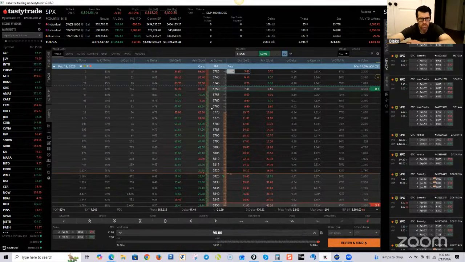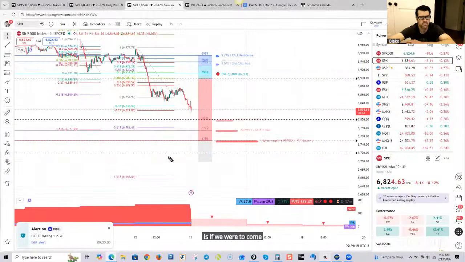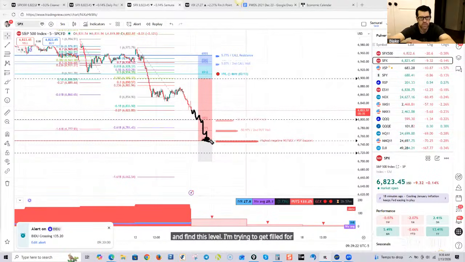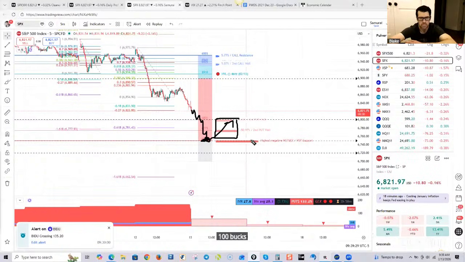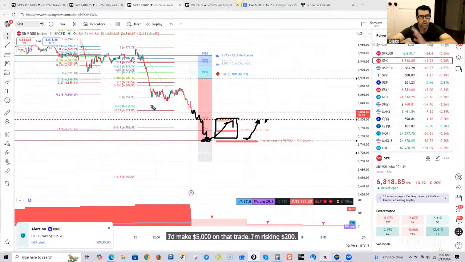I wouldn't, right? So basically the way I set that trade up is if we were to come down here and find this level, I'm trying to get filled for as much credit as possible. And if it bounces up there, every credit above my break even is $100. So if I got filled at 98 and we bounce off of 6750 and go all the way back to like 6800, I'd make $5,000 on that trade. I'm risking $200. Now to get filled on the trade, it's timing and how far price is.